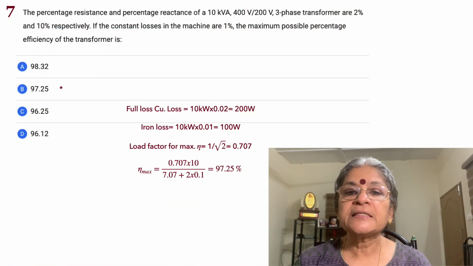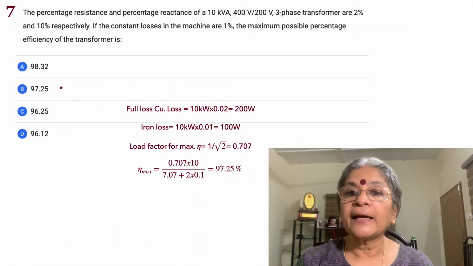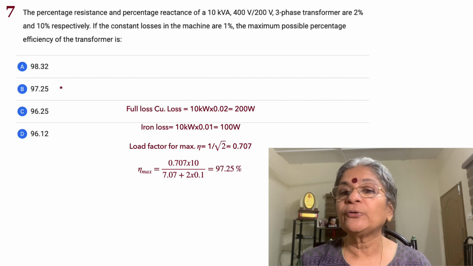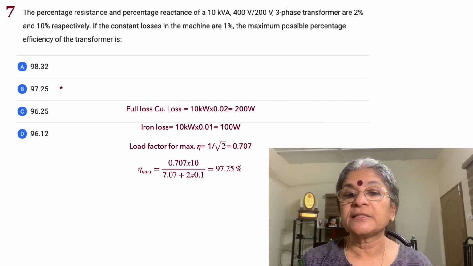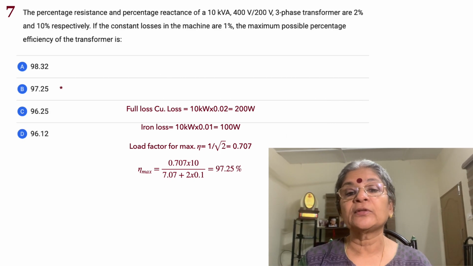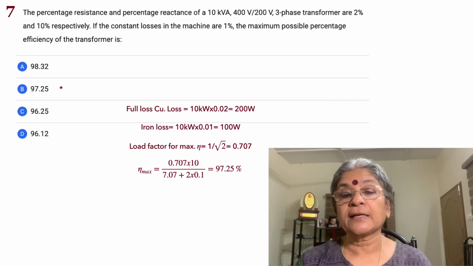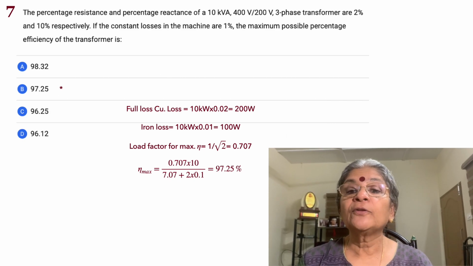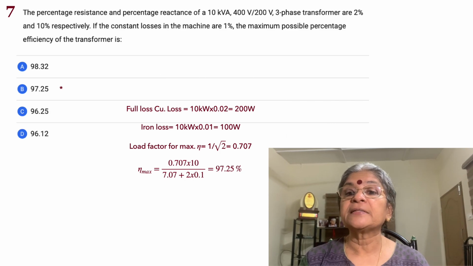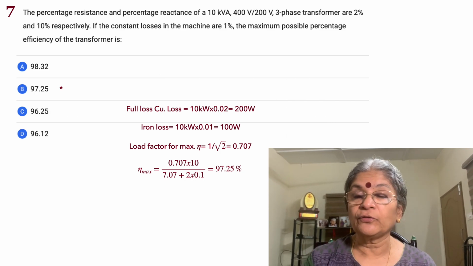Okay, which remains constant. Next problem: the percentage resistance and reactance of a 10 kVA 400 volt by 200 volt 3-phase transformer are 2% and 10% respectively. Okay, so this is a little different. The percentage resistance and reactance are given. If the constant losses in the machine are 1%, the maximum possible percentage efficiency of the transformer is asked.